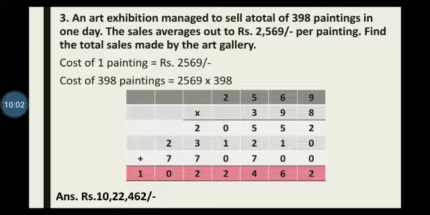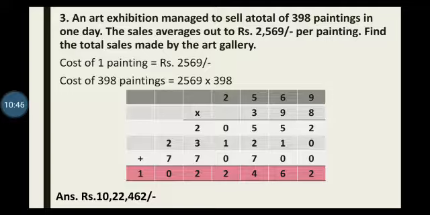I would prefer that you do the multiplication on your own and then check the answer in the video. So you first multiply 2569 by 8, then by 90, and then by 300, and then add all of them. You get your answer in rupees. So how many rupees did the art exhibition collect? It collected 10,22,462 rupees. Dear children, I have written RS for rupees, but you are going to write the correct symbol which was changed in the year 2010. I am not able to write it in this video.